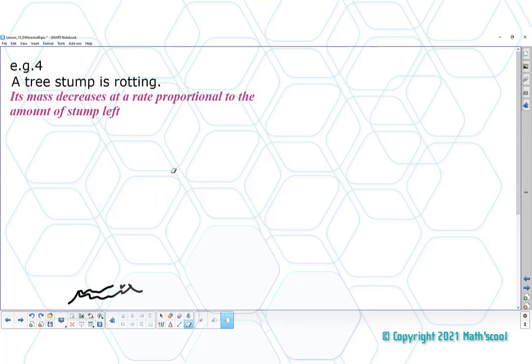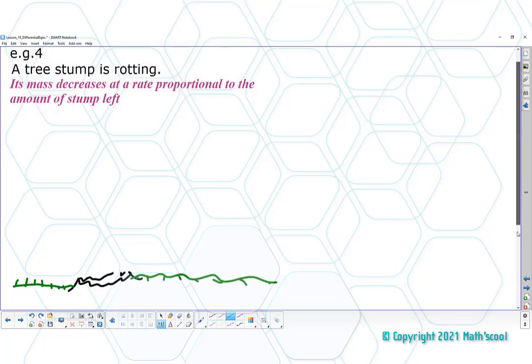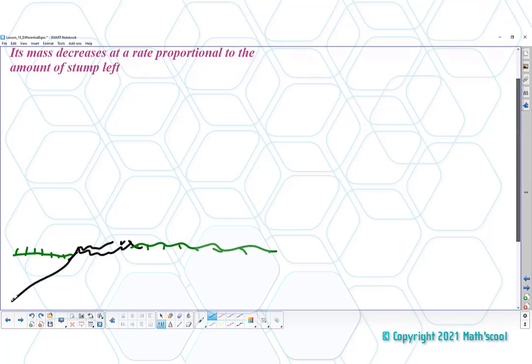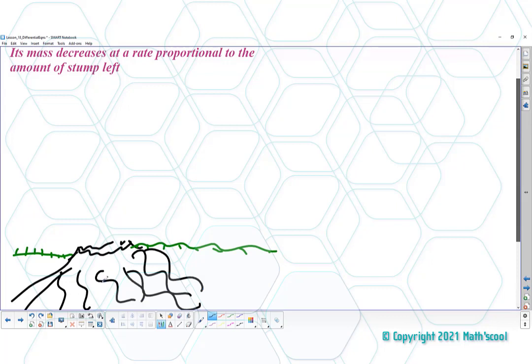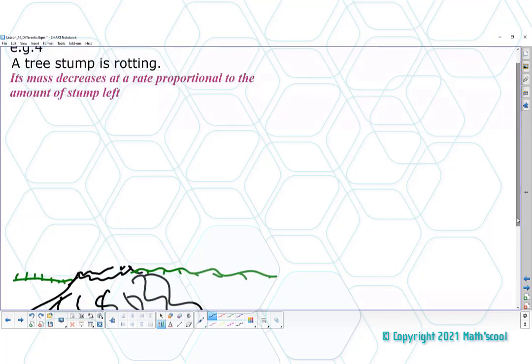The tree stump, well, the stump is probably the bit that you see above ground. But actually, it all extends below ground. There's all the tree roots and stuff like that. And all of this stuff that's left here, now, well, you've chopped off the tree, you've chopped off the leaves, so maybe it will die. Maybe it will die and it will start rotting then. So it'll start rotting. The mass decreases at a rate proportional to the amount of stump left.